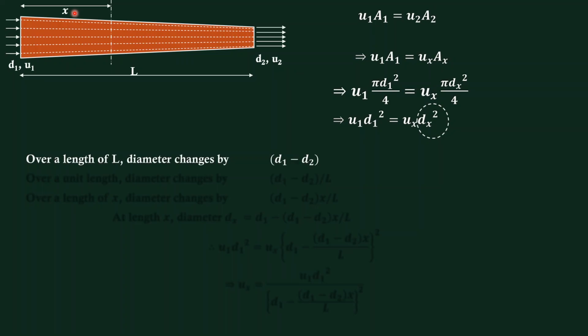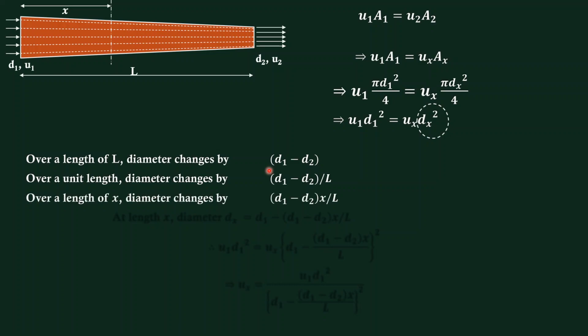For that, we'll consider the geometry of the pipe. So over a length of L, from here to here, the diameter changes by d1 minus d2. That means here the diameter was d1, here it is d2. So over a length of L, if it is changing linearly, suppose the reduction is d1 minus d2. So if you consider a unit length, it will change by d1 minus d2 divided by L, right? And over a length of x, therefore it will be d1 minus d2 divided by L multiplied by x.